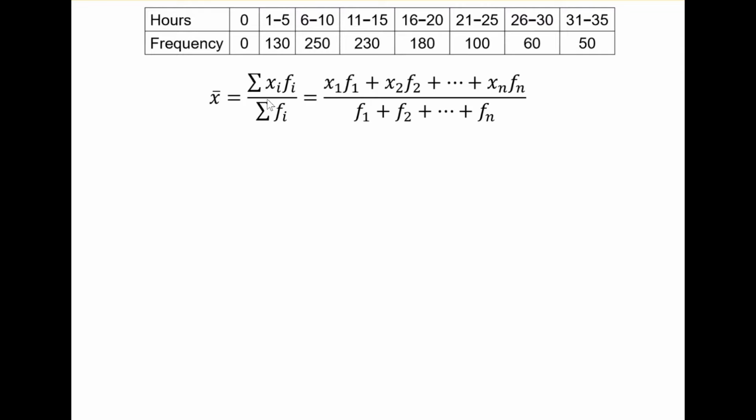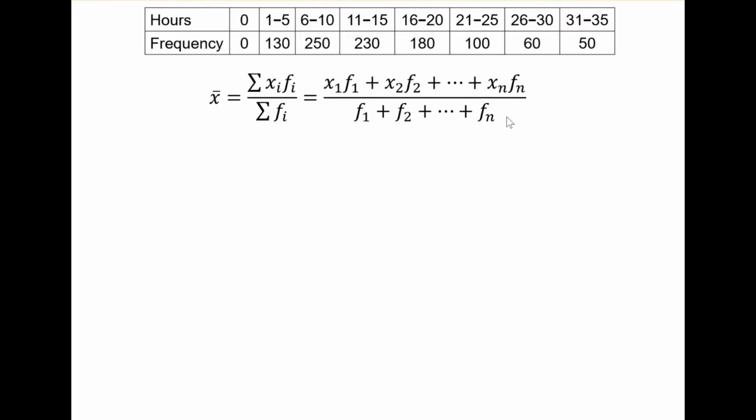So here we have xi and fi, where xi represents the class midpoint. For the grouped data, we have 130 between 1 and 5. So we basically have to think about what would be the best number to represent all of them because we don't have the raw data. The midpoint, or the number in the middle, is going to be the best number to represent these 130 data values. So we multiply each of the midpoints times the frequency and then add them all together and then divide by the total number of frequencies.